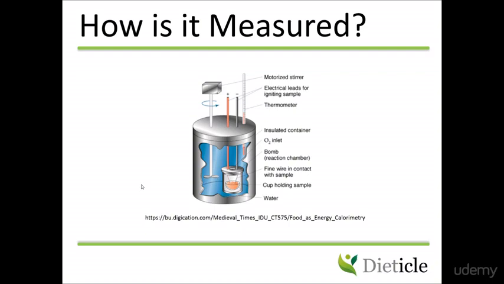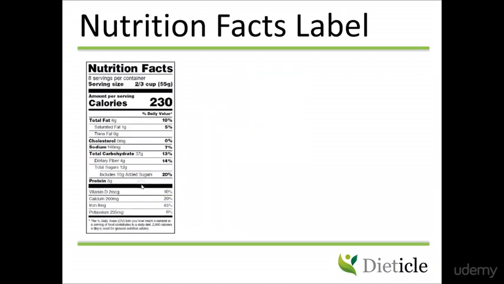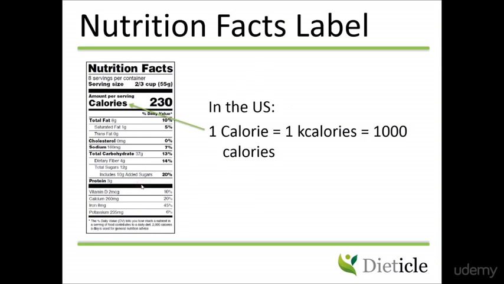And that is gained by using a bomb calorimeter as pictured here, and that is what they use to measure the calories that you see on a nutrition facts label. And for US folk, it's good to mention that the Calories on the nutrition facts label, with a capital C, are actually equal to 1 kilocalorie, or 1,000 calories as measured by the bomb calorimeter. Little fun fact, not super important, but just something to know.